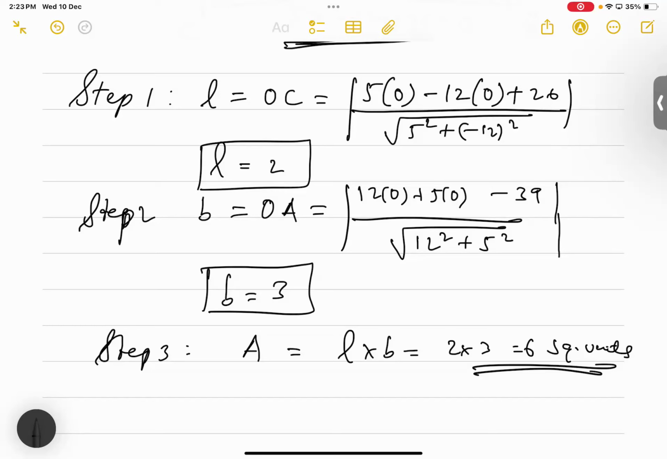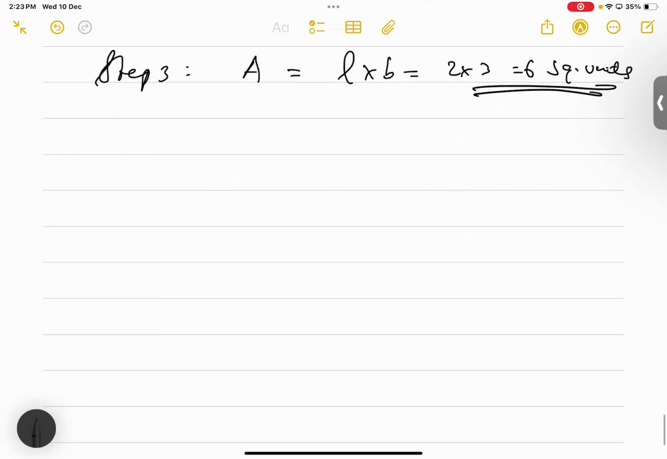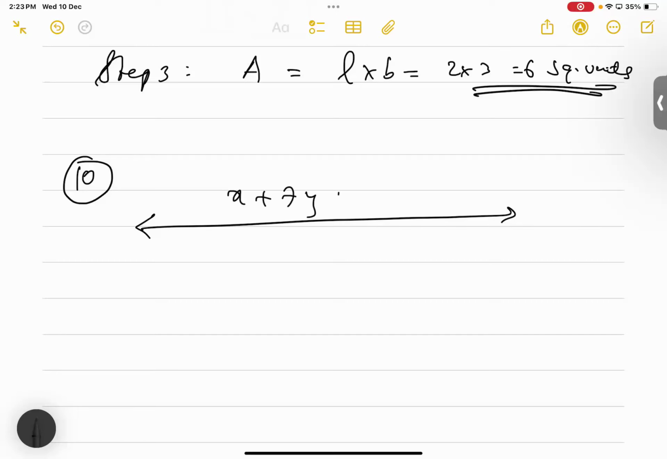Question number 10. Find the equation of two straight lines which are parallel to the line and at a unit distance from the point. Okay. So now this is one of the lines: x plus 7y plus 2 is equal to 0.